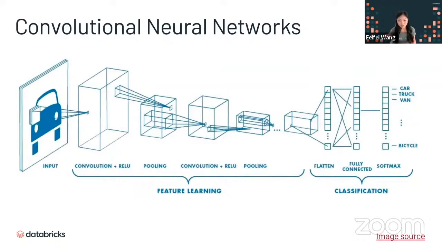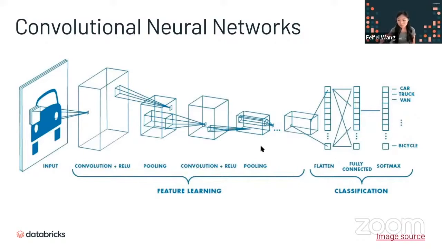This picture gives you a high-level overview of a specific use case, vehicle image classification. On the left, you have some input, like an image. It can be a car or bicycle. And in the output, it will tell you one of those classes that you're predicting for or classifying for. In between, those are very important feature learning layers, which include convolutional layers, pooling layers, and so on.